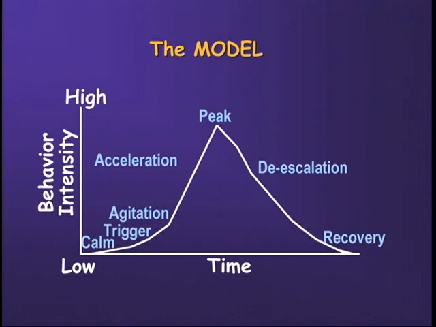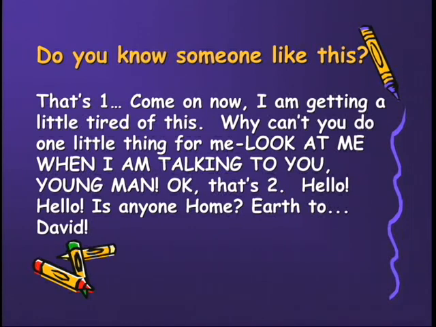In PBS, what we're trying to do, between the calm and the trigger phase, is to set up our environment so that we do not have any type of escalation or probability of such escalations. So that's what we're trying to do in our schools: put the primary prevention, the secondary prevention, and the tertiary prevention right between the calm and the trigger phase so that we do not allow those peaks to happen. Do you know someone like this?